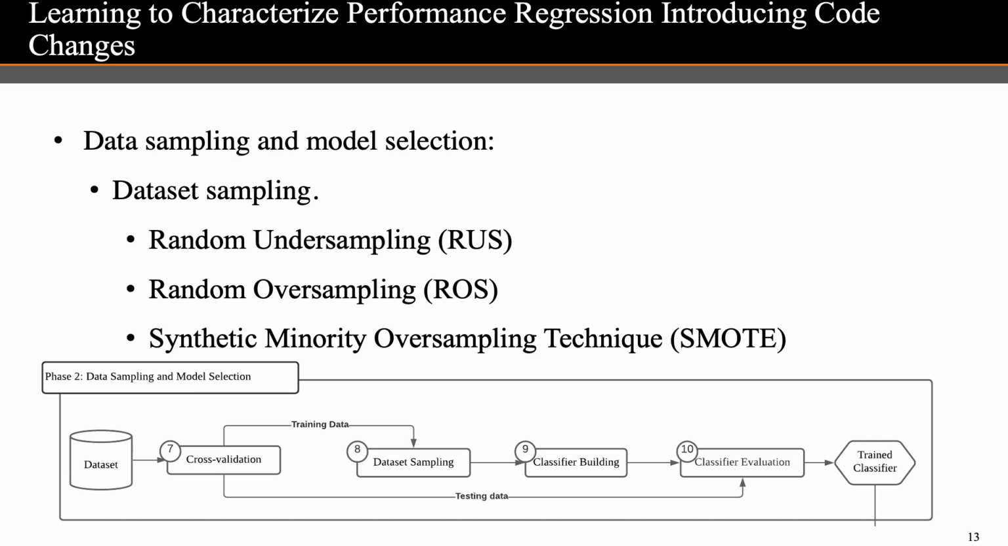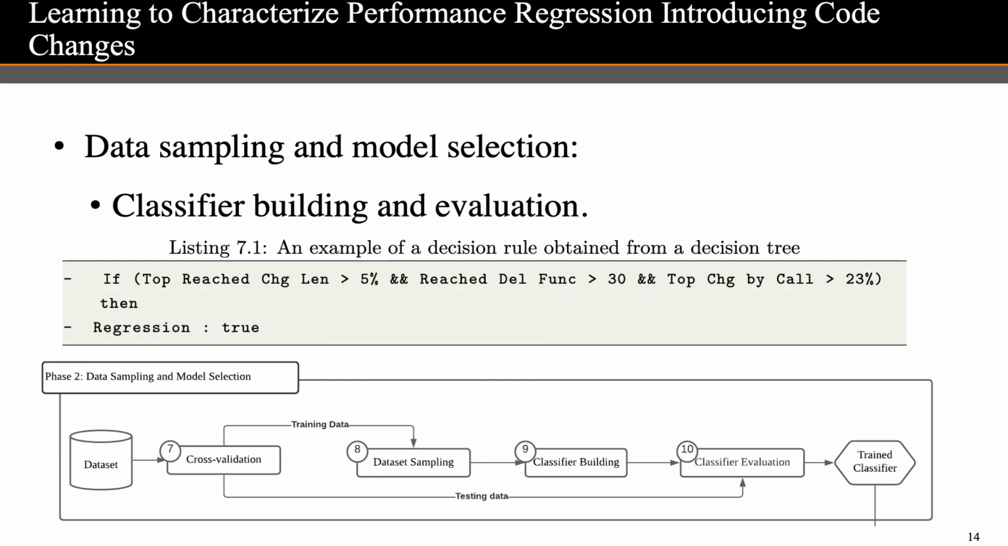SMOTE is another oversampling technique that adds new synthetic samples rather than duplicating existing ones. The new samples are created from the original samples belonging to the minority class. To select a model, we used different classification techniques to train and evaluate. Prediction performance for both classes, the hit and dismiss classes, are compared. The best performance model is then selected to be used as the base model for phase number 3.